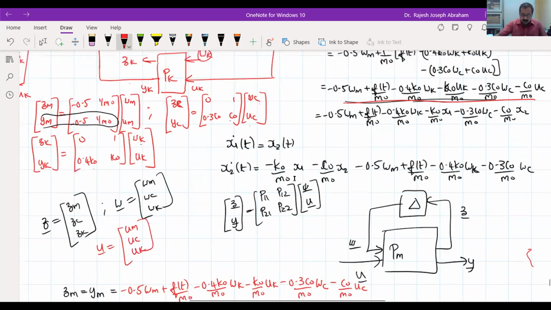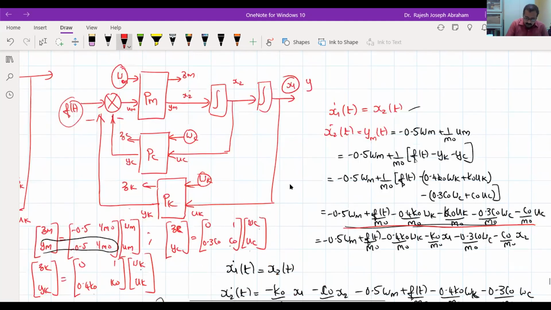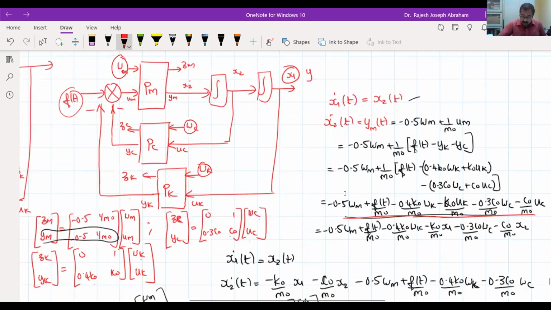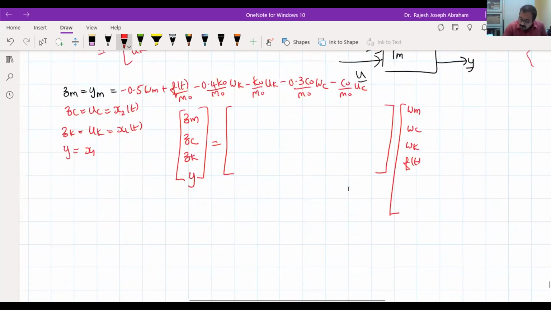Our block has four exogenous inputs and three control inputs, right? There are four exogenous inputs and three control inputs. So Um, Uc, and Uk. Okay, now we just need to plug in these things.